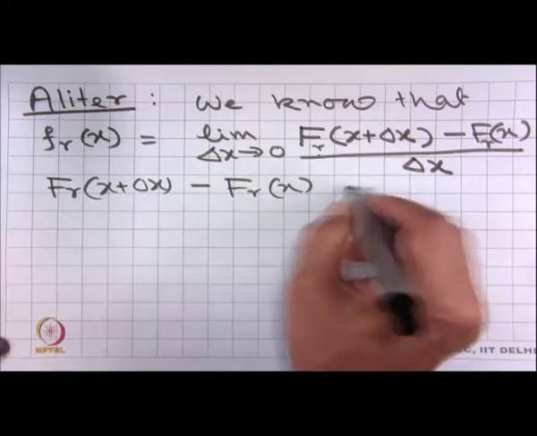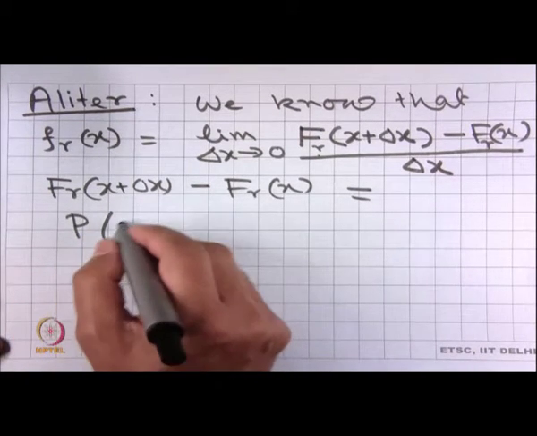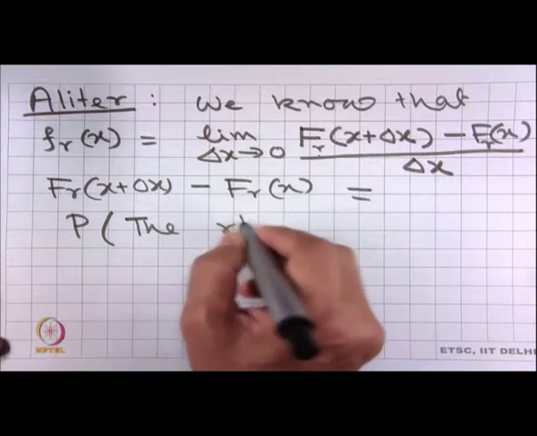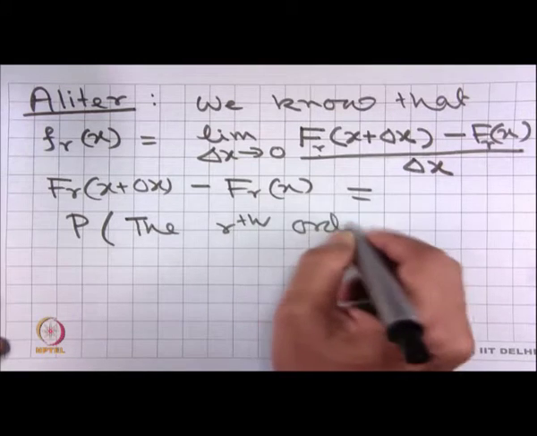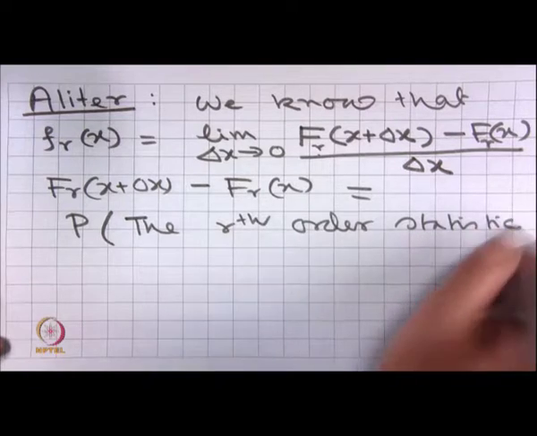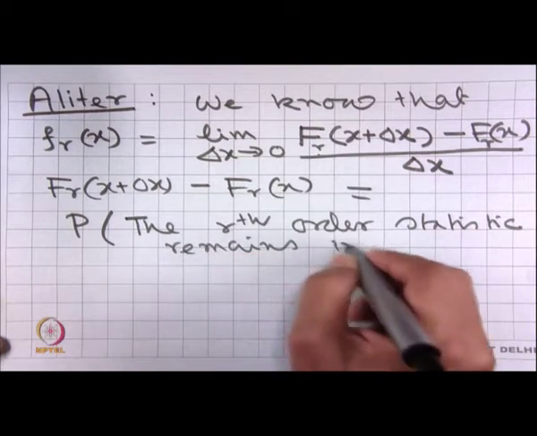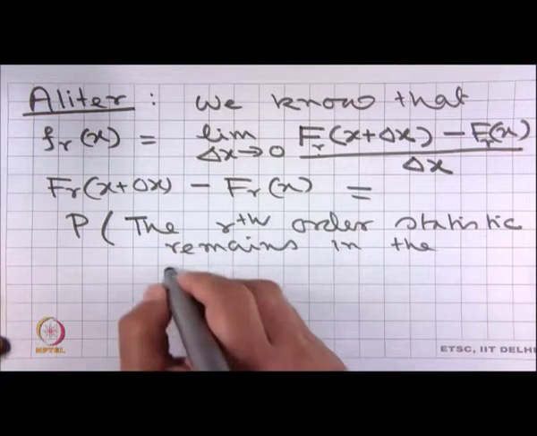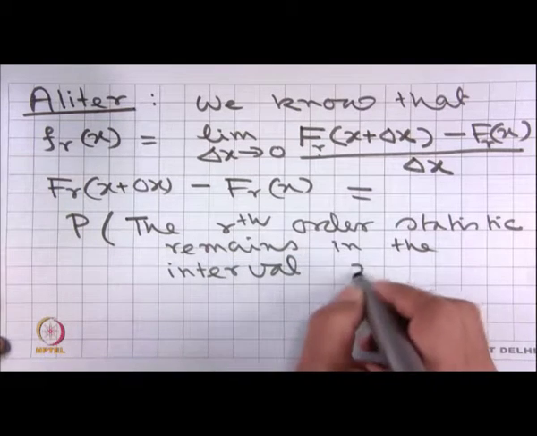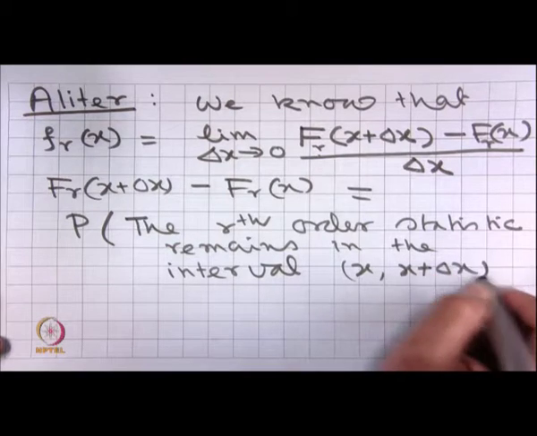This is the probability that the rth order statistic remains in the interval x comma x plus delta x.